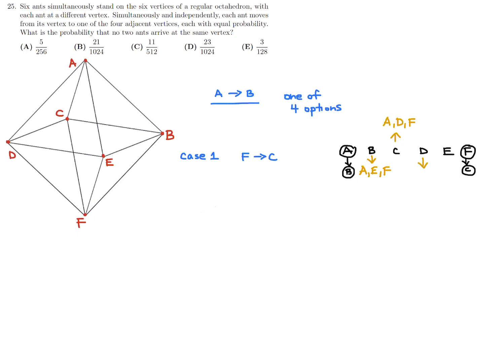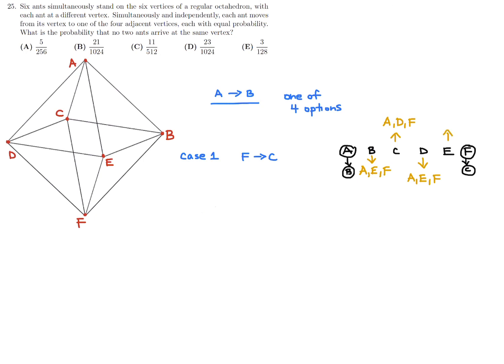What about the ant at D? What are the choices there? Well, it can go to A, E, or F. What about C? Why can't it go to C? Well, because C is already taken. We have placed F there, remember? So just in case you're wondering.